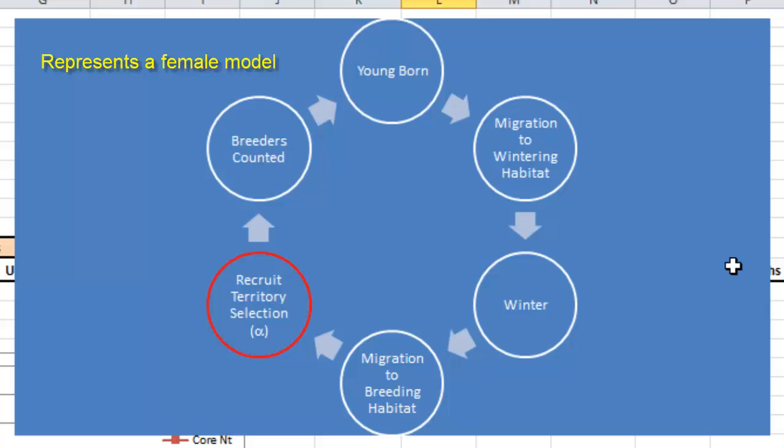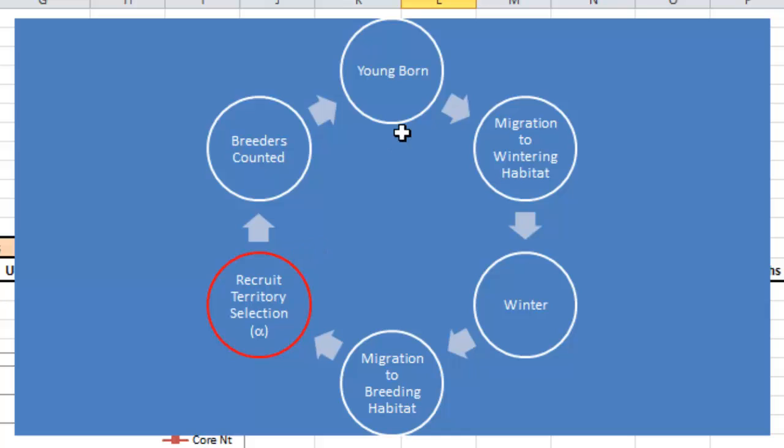We're going to just focus on the females who make the choice of where to breed, even though we usually count these birds by listening to singing males. We're going to assume that all of those males are mated and have a female, so we're really interested in the female portion of the population.